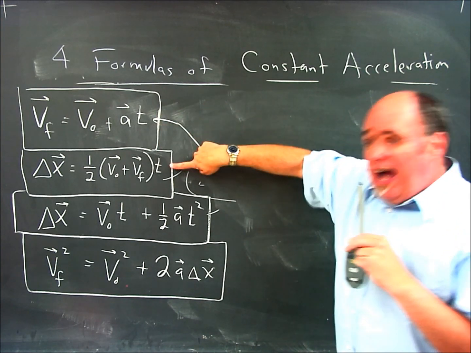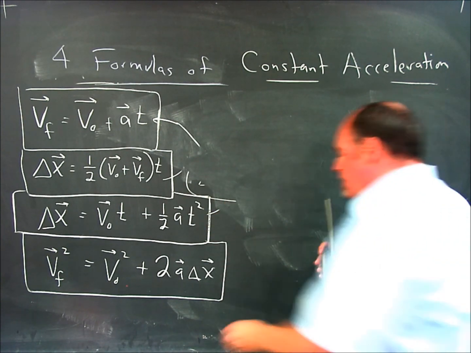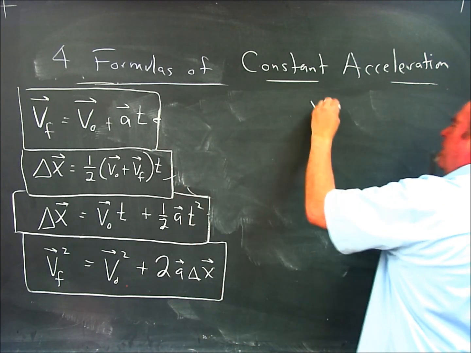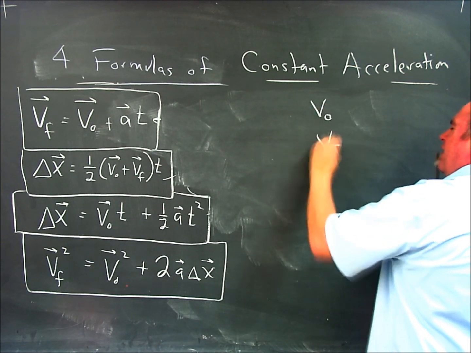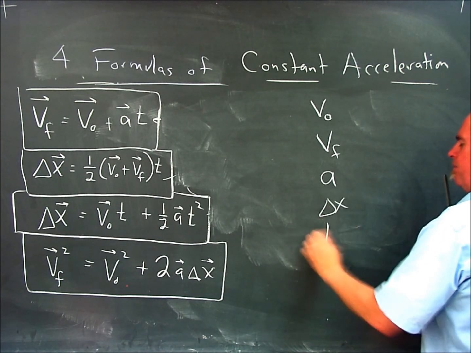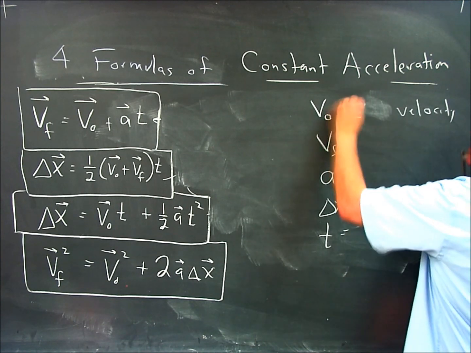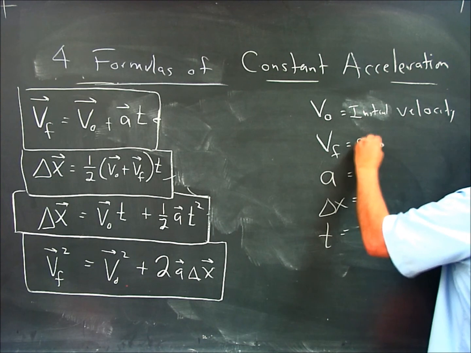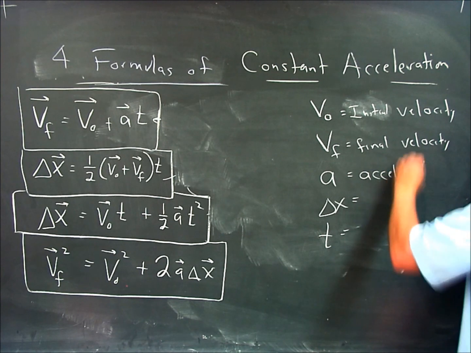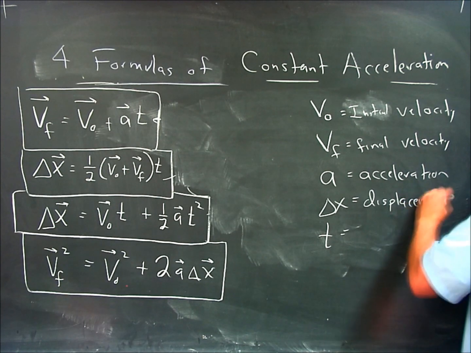These are the 5 givens that can be involved in any physics problem. Out of the 5 things, we have V initial, we have V final, we have the acceleration, we have the delta x, the displacement, and we have the time. Those are the 5 different things. So this is the initial velocity, this is the final, this is the acceleration, this is the displacement, and this is the time.